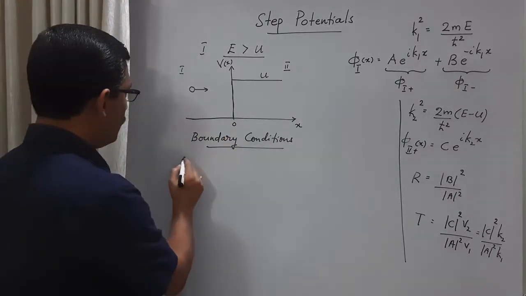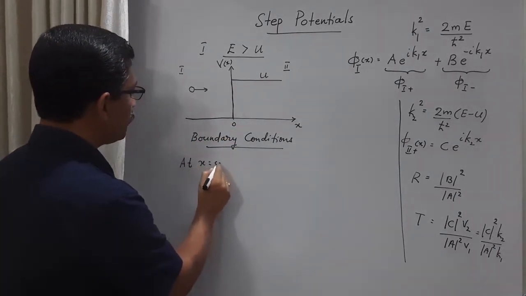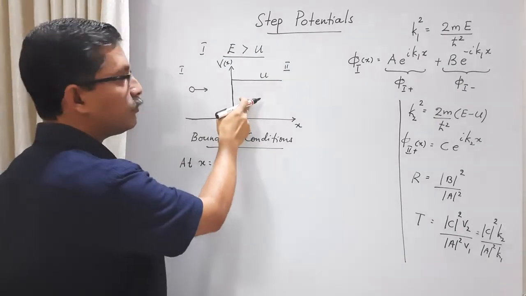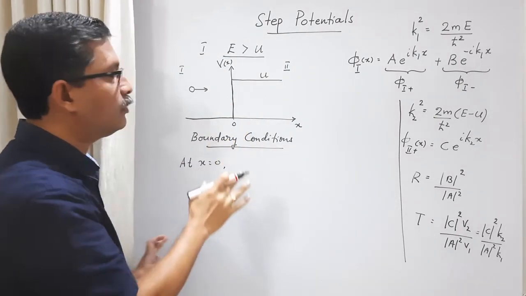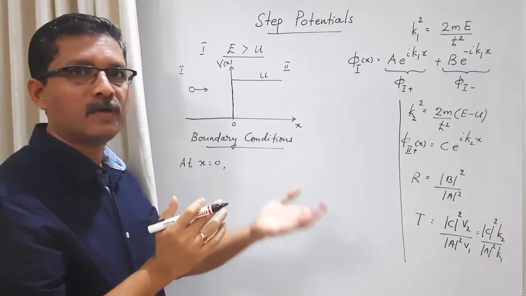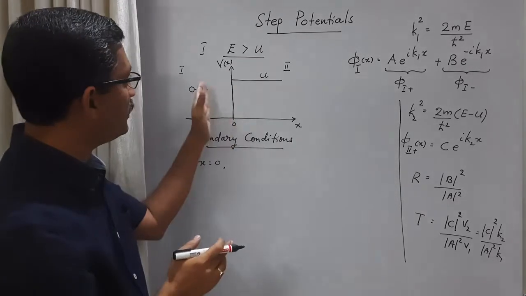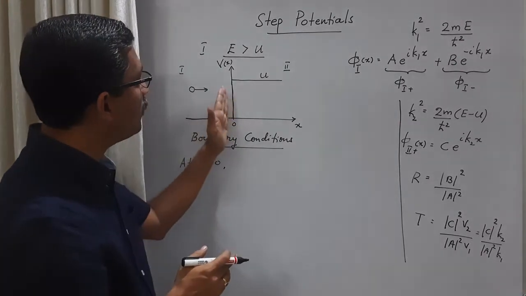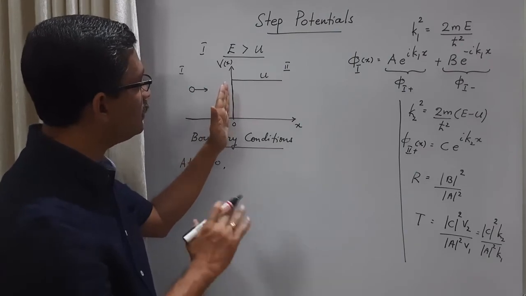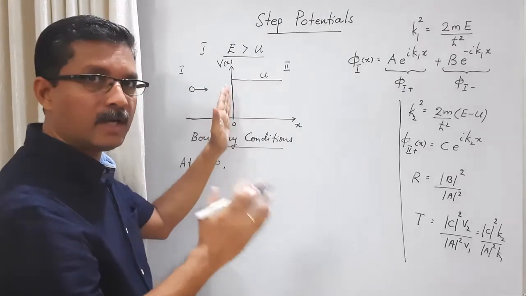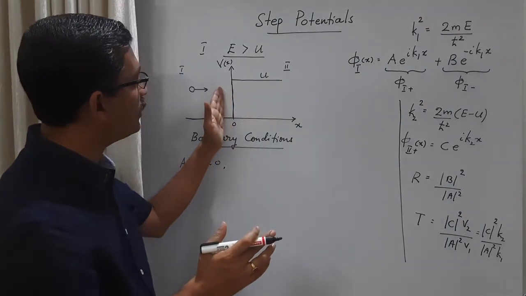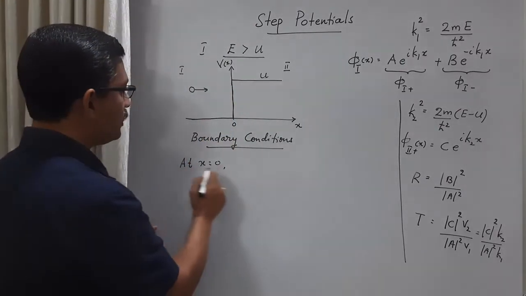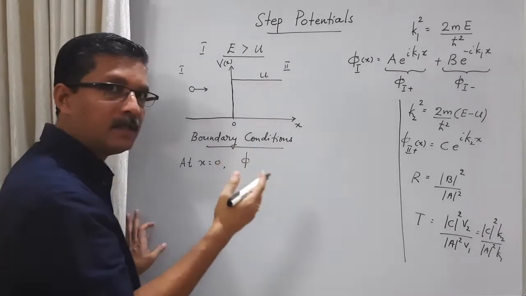So our conditions are this: at x equal to 0, the first boundary condition is that the wave function in region 1 should be equal to the wave function in region 2. Because according to one admissibility condition, the wave function should be continuous everywhere. So if it has to be continuous everywhere, it has to be continuous at the boundary also. The boundary is where the potential can change, so we have to ensure that the wave functions we have obtained match at the boundary. So one boundary condition is essentially continuity of the wave function.